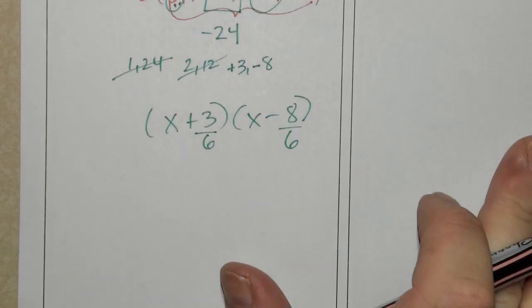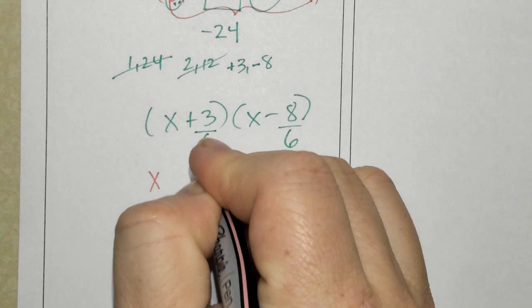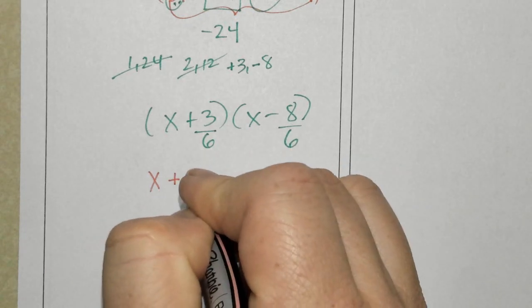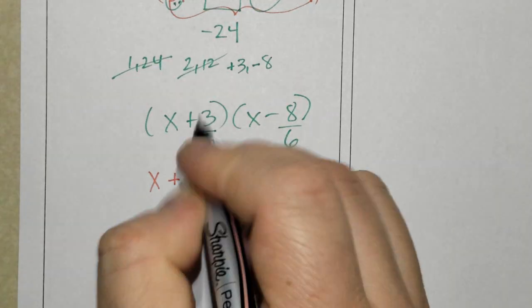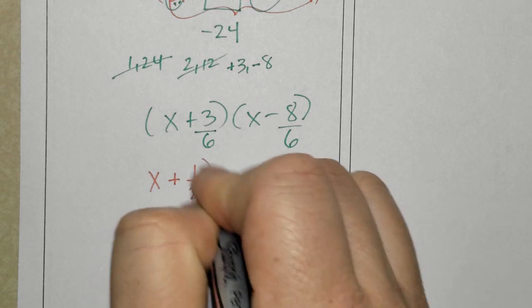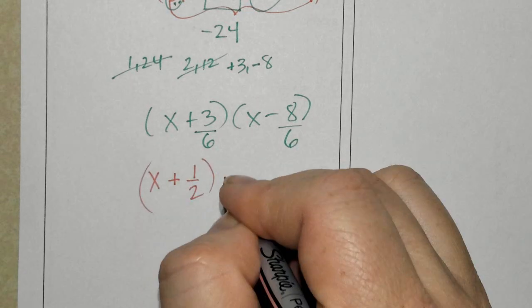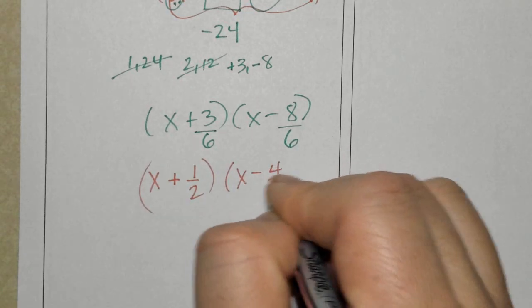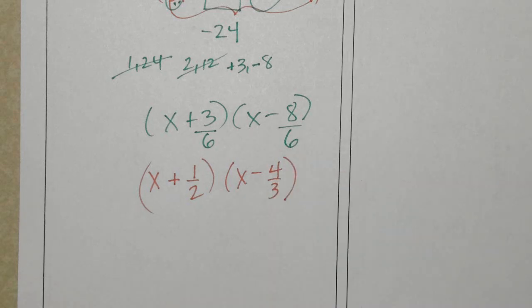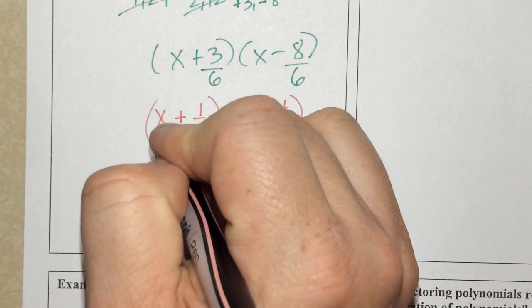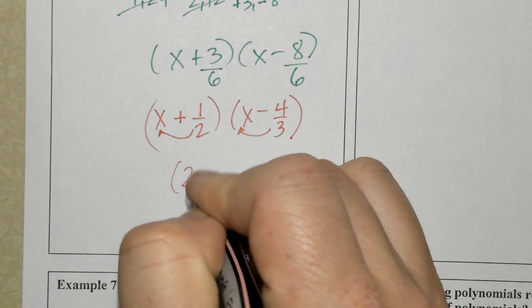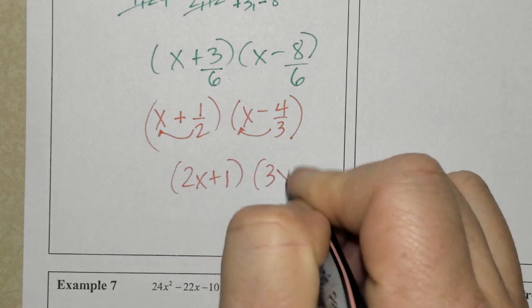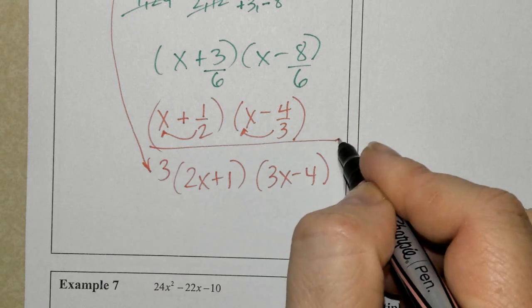I'm going to reduce those fractions first. So 3 over 6 does not reduce to 2. Oh, I'm using the word reduce again. It does not simplify to 2. It simplifies to 1/2. And 8 over 6 simplifies to a negative 4/3. After you've simplified, you're going to push up the 2 and push up the 3. 2x plus 1, 3x minus 4, and don't forget to bring the 3 down from up above.